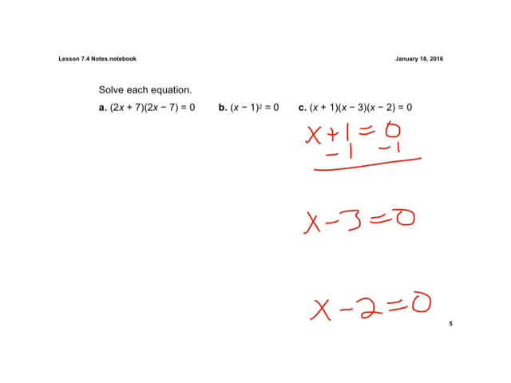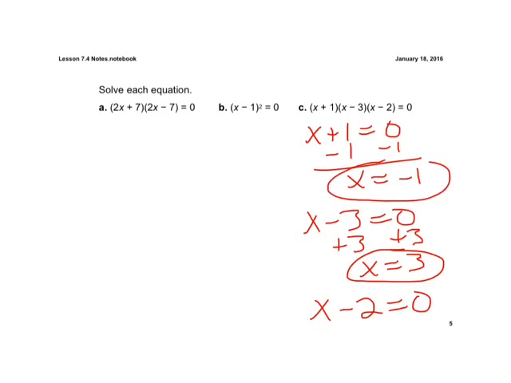So we'll subtract 1. One of our roots is x equals negative 1. Next one, let's go ahead and add 3. x equals 3. There's another root. And our last one, add 2. x equals 2. This one we actually have 3 roots. There are 3 numbers we can plug in there to get our solution to be 0.